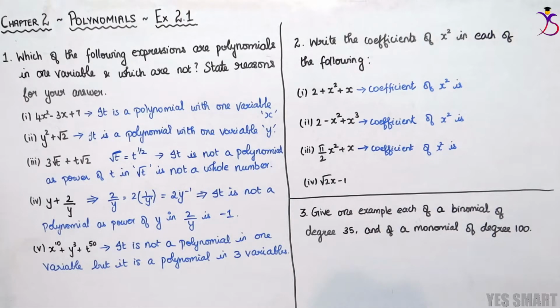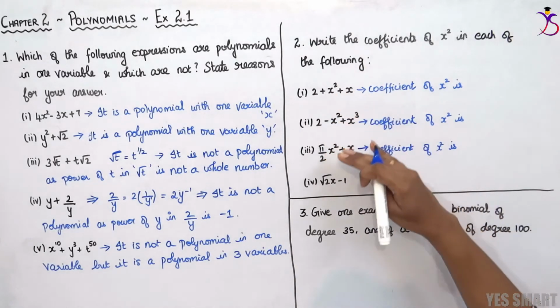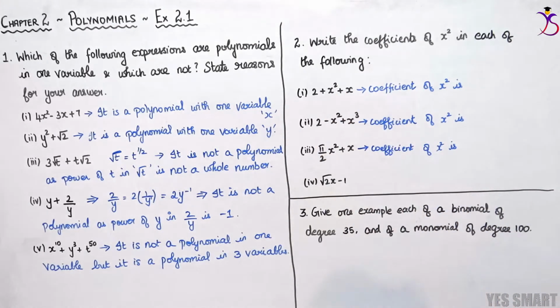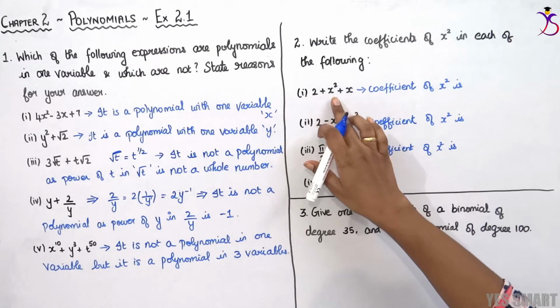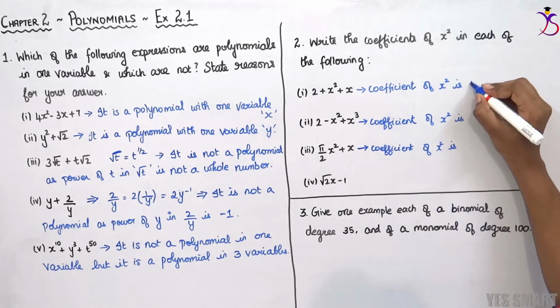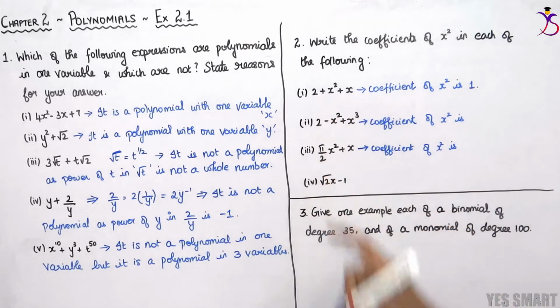Now moving on to the second sum. Write the coefficients of x square in each of the following. We are supposed to write the coefficient of the x square term alone in every subdivision. So in the first subdivision, we have 2 plus x square plus x. We are supposed to focus only on the x square term. The coefficient of x square is 1 because no number is present next to x square. Therefore, it is understood that 1 is present, because 1 into x square is x square.